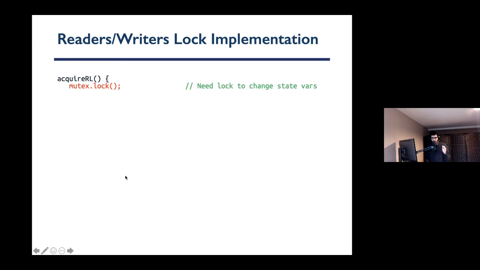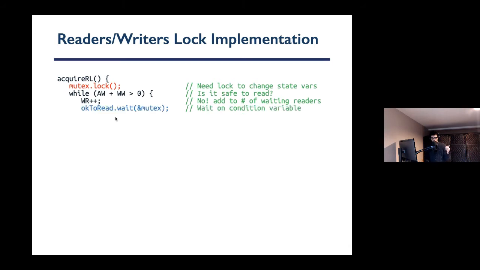Okay, as always, at the beginning of my function, I'm going to acquire the lock, or lock the mutex. And then I'm going to do a test. So while active writers and waiting writers are greater than 0, I'm going to become a waiting writer. So waiting writers++, and then I will wait on my condition variable. So OK to read, it's not OK to read, so I'm going to wait on it. And I'll send the reference to the mutex to this wait.